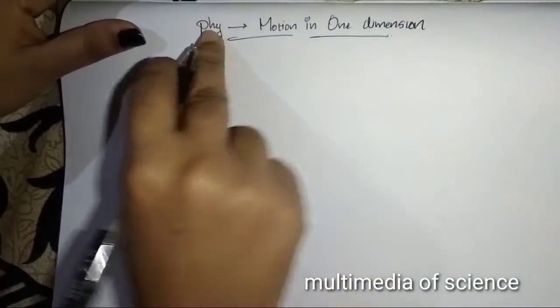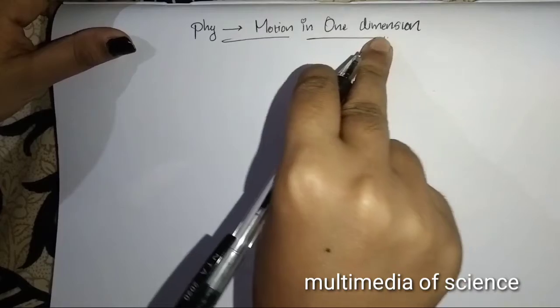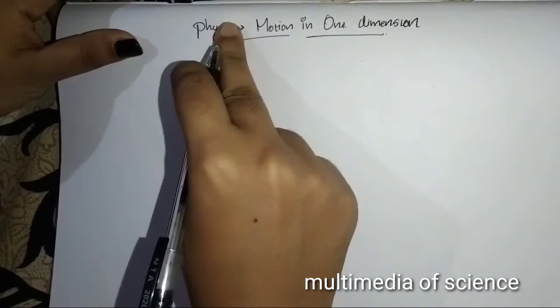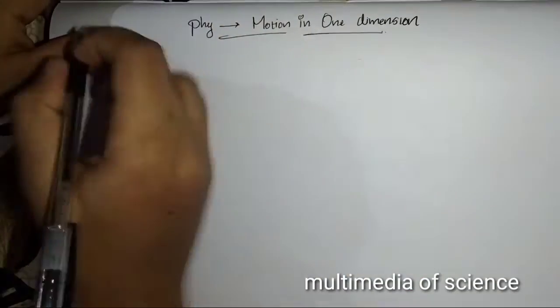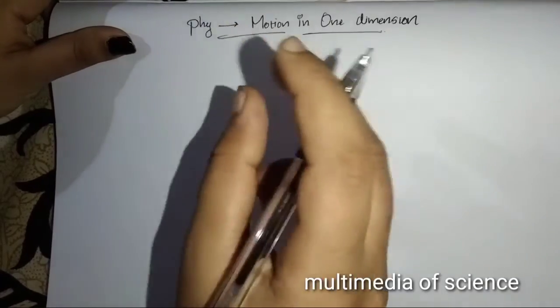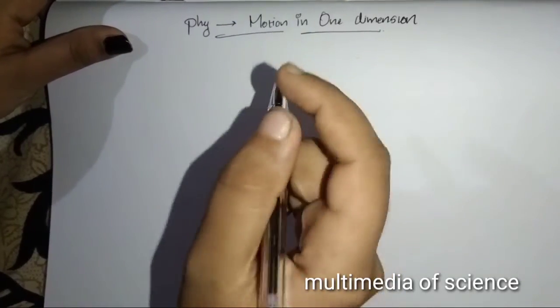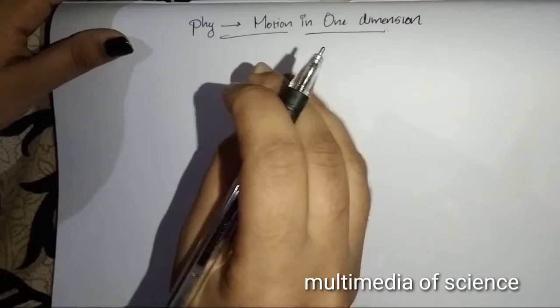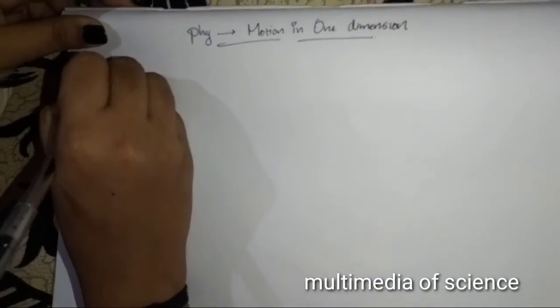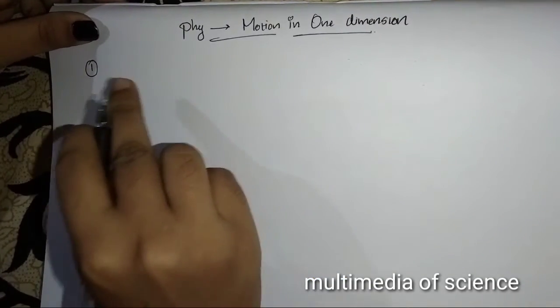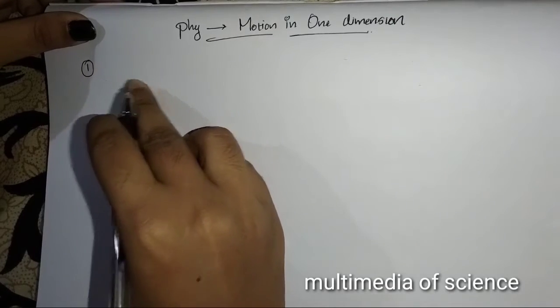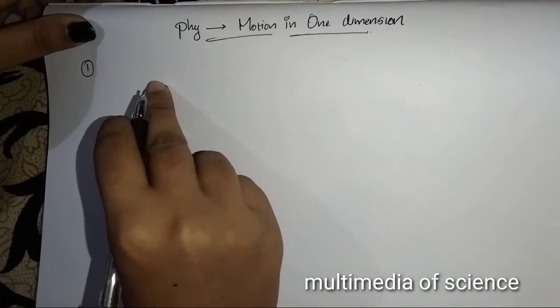Now I am here with you to discuss the chapter Motion in One Dimension, from plus one physics. So I am here discussing some important points from this chapter, only 12 points. The first point is about the major equation which we already learned in the 10th.